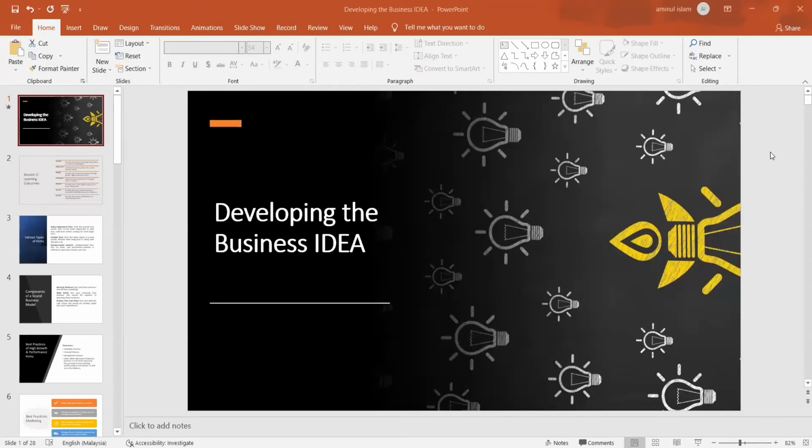Okay, this week we're going to look at developing business ideas. As we discussed last week, every business starts with an idea, right? An idea doesn't always just come. There are rigorous steps or procedures to follow to get a good business idea. Ideas may come at any time, but we have to screen them and find out whether that idea is feasible or not.